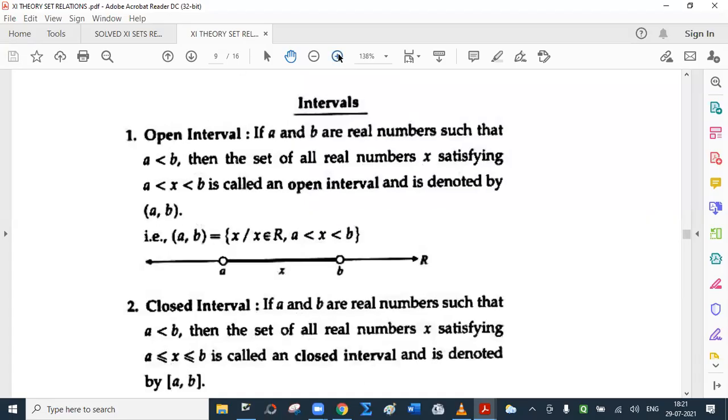Yes. Now, this concept is very, very important: interval. Listen to me carefully, or we'll do one thing. You first read this and then I'll explain.